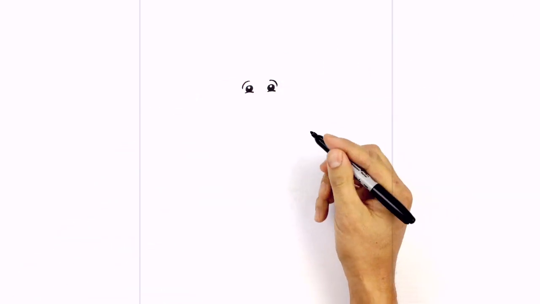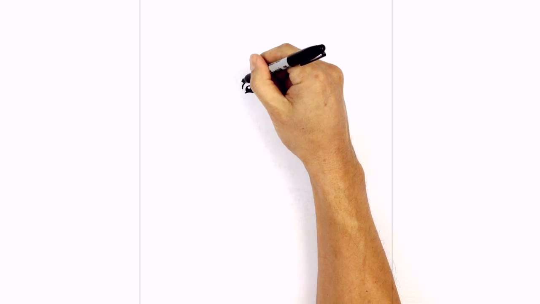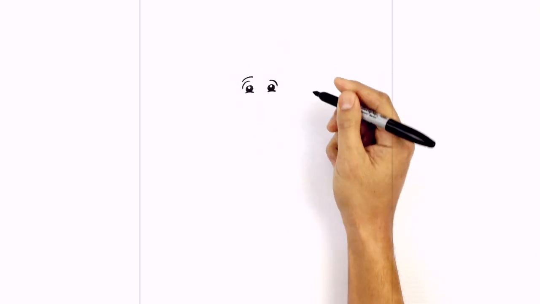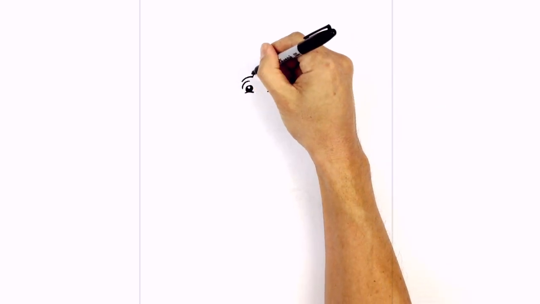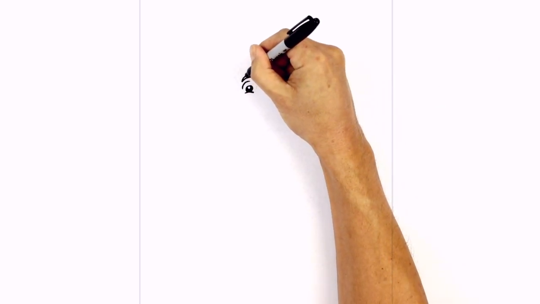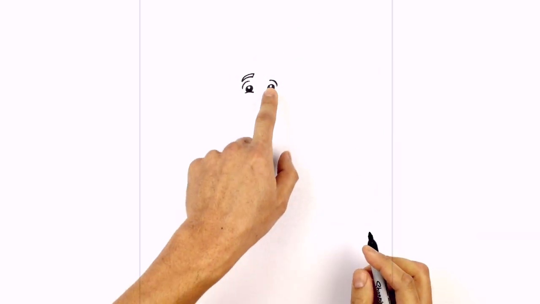Let's move up and draw some eyebrows. So up above this curve, we're going to draw another curve going in. And we're going to draw an angled line going up. We're going to connect those 2 points with a curve going outside. Let's do the same thing on the right side.